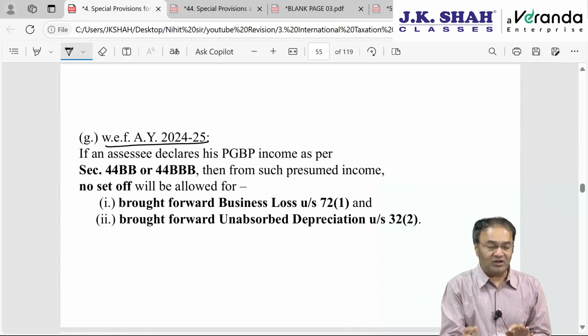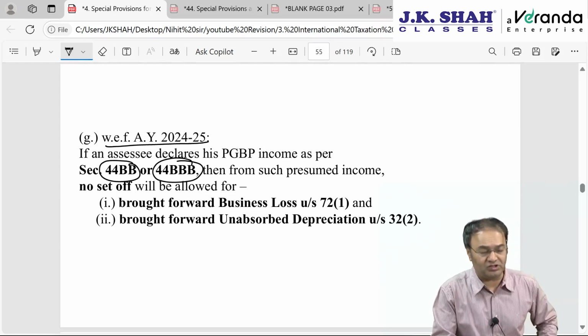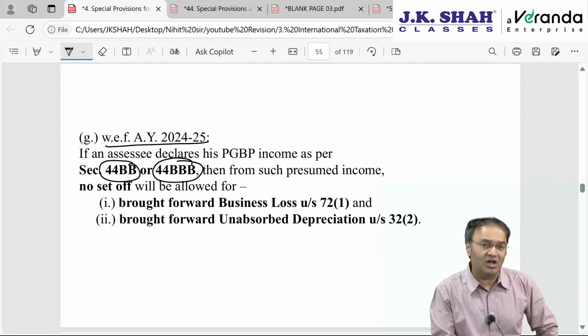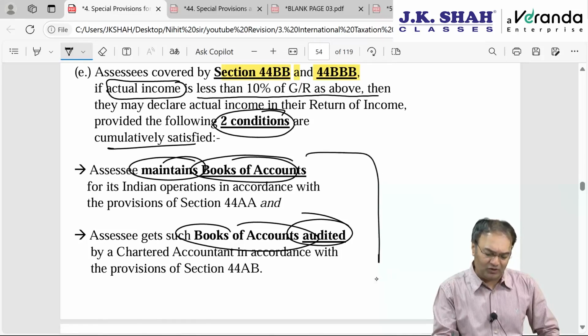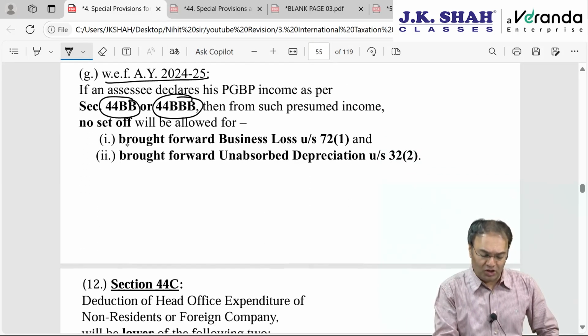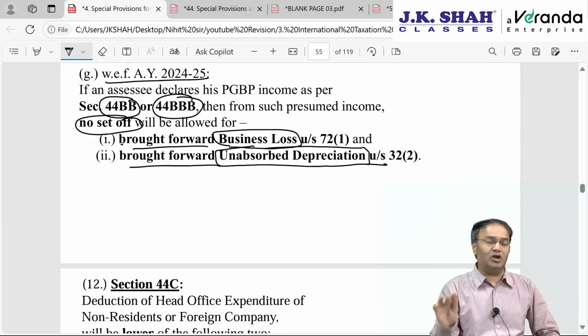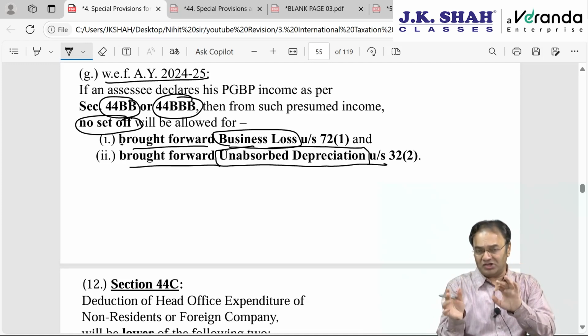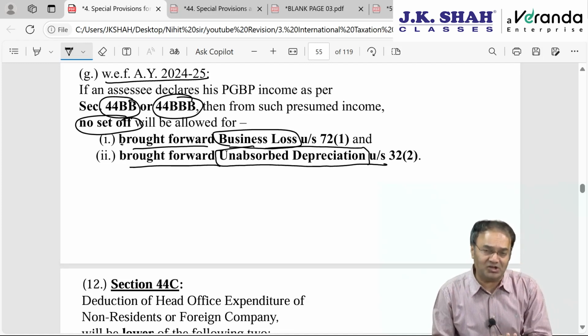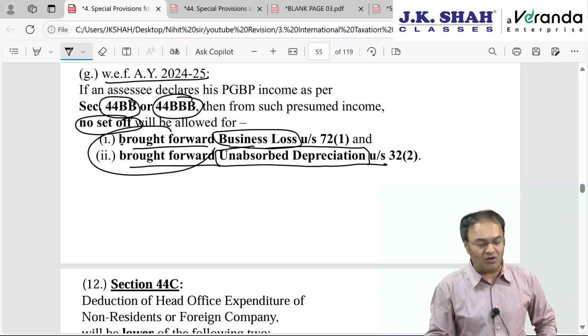AY 24-25, one clarification was inserted for these 2 sections, 44BB and 44BBB, wherever the rate is 10% and where actual income can be declared by fulfilling these 2 conditions. There government says while computing these 2 incomes, no deduction will be allowed or no set off will be allowed for brought forward business loss or brought forward unabsorbed depreciation under section 32(2). These 2 will be deemed to have already been allowed. So in the 10% of the gross receipt, 90% is assumed to be expenditure and 10% is assumed to be income. In that 90%, all these things are already covered up.